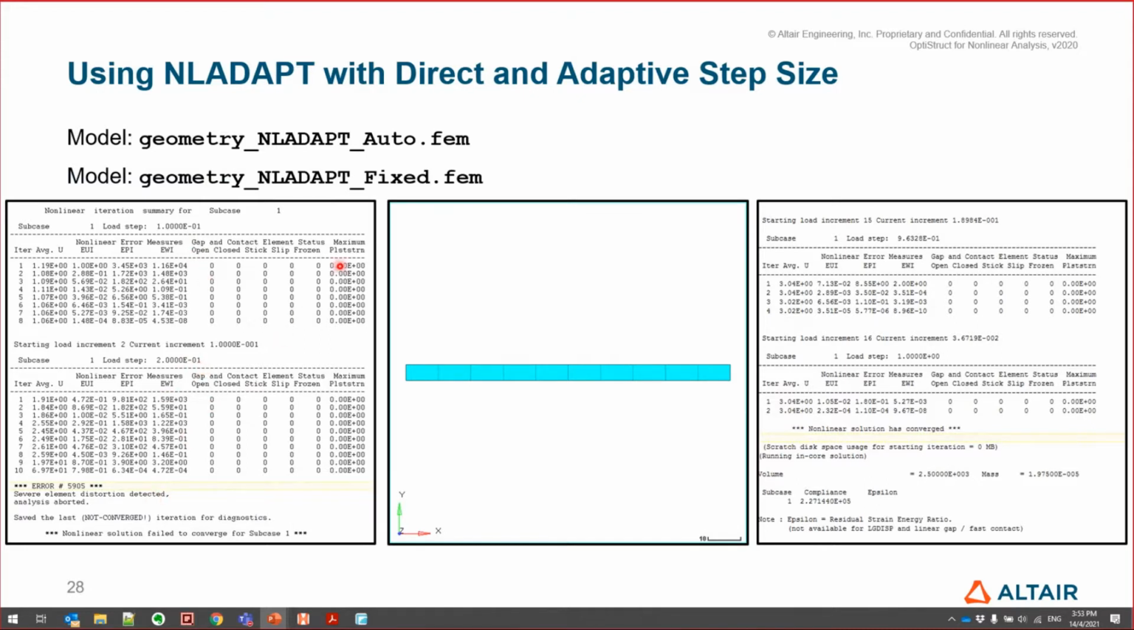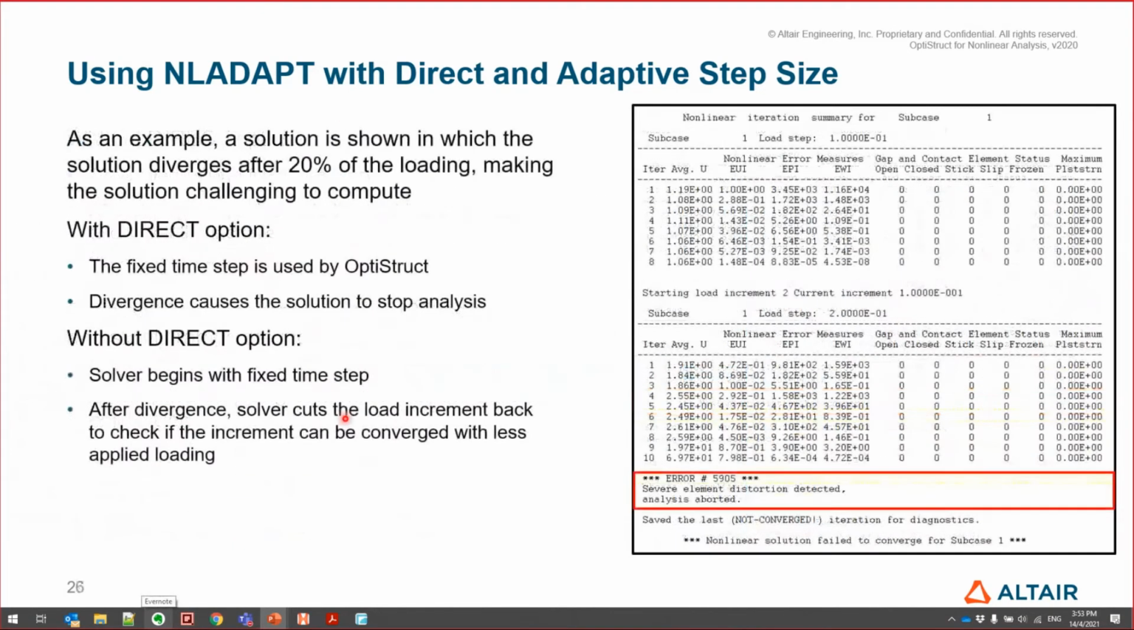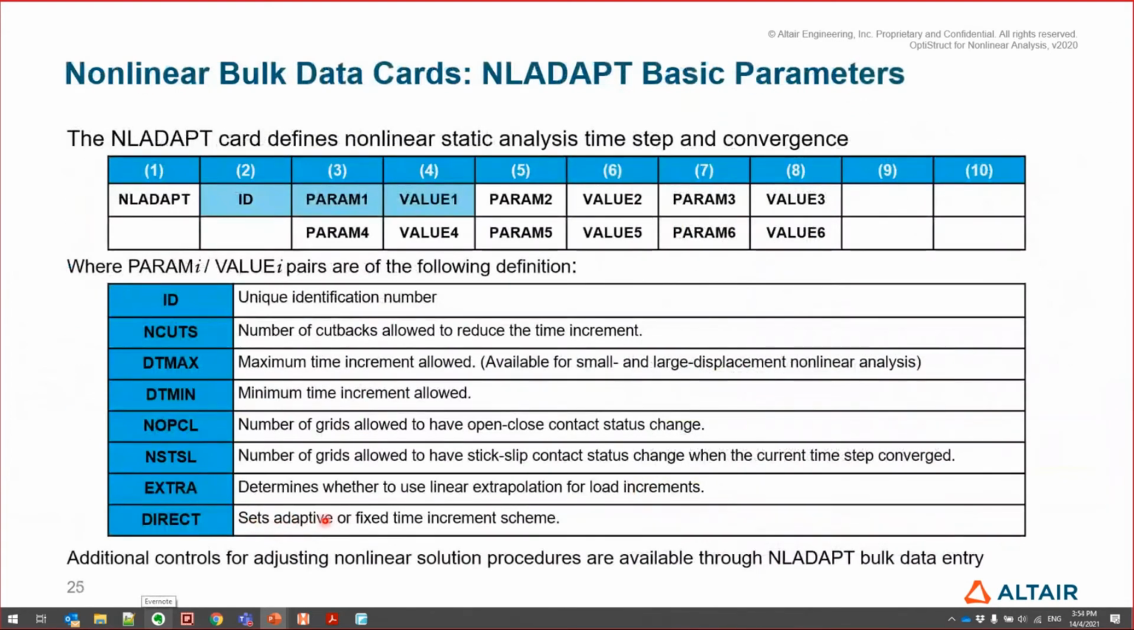But now with the new NL out, you can couple it together with this one here. So you can have the adaptive time step increment, and you can also output at a specific time that you want. It's more flexible now compared to last time, where we didn't have the option in NL out. So I would advise you to leave the NL adapt here to be auto, the direct here to be auto, and then request the output that you want in NL out.